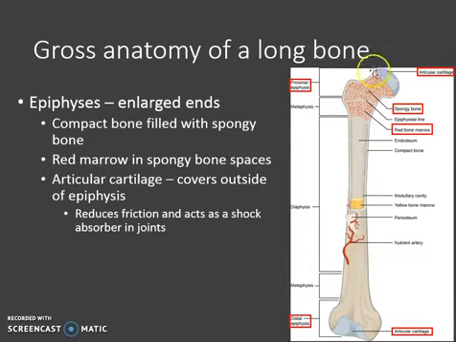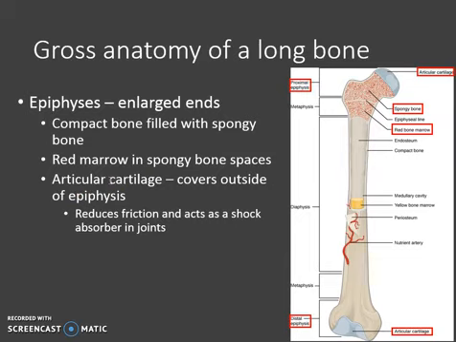Also on the end of each epiphysis, there is a sheet of cartilage called the articular cartilage. And an articulation is just where one bone meets up with another bone. So more commonly, we call an articulation a joint. So this cartilage is found on the ends of bones that are going to be involved in making a type of joint with another bone.